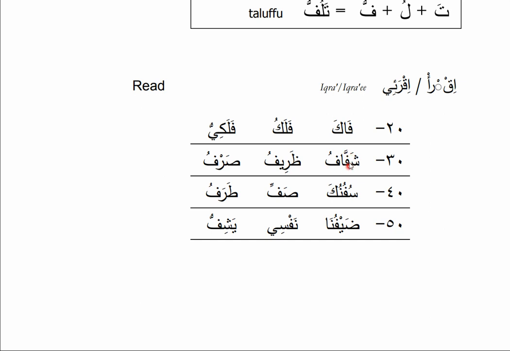Shaffafu. You need to stress on fa because of the shadda. Shaffafu. And remember, you need to keep your two upper incisors on the lower lips and blow the air. Shaffafu. Warifu. Sarfu, and sufunuka.